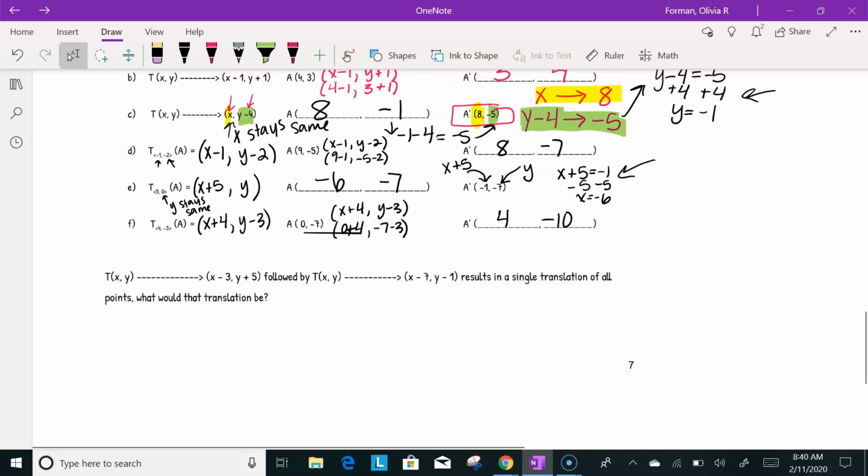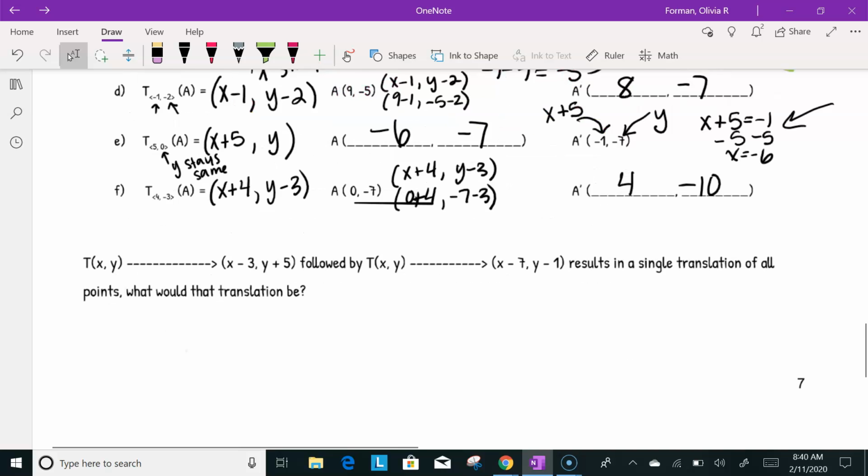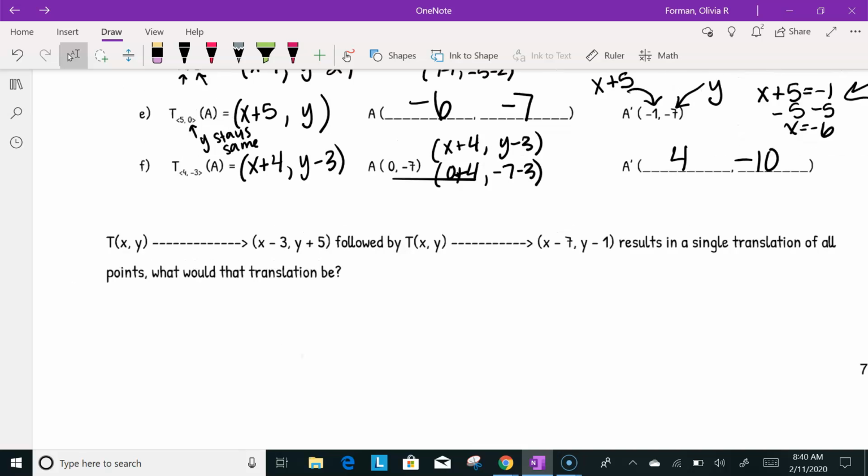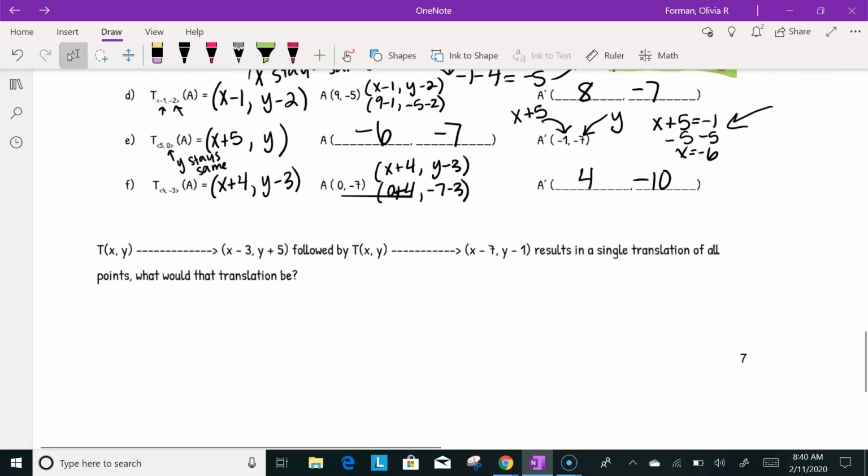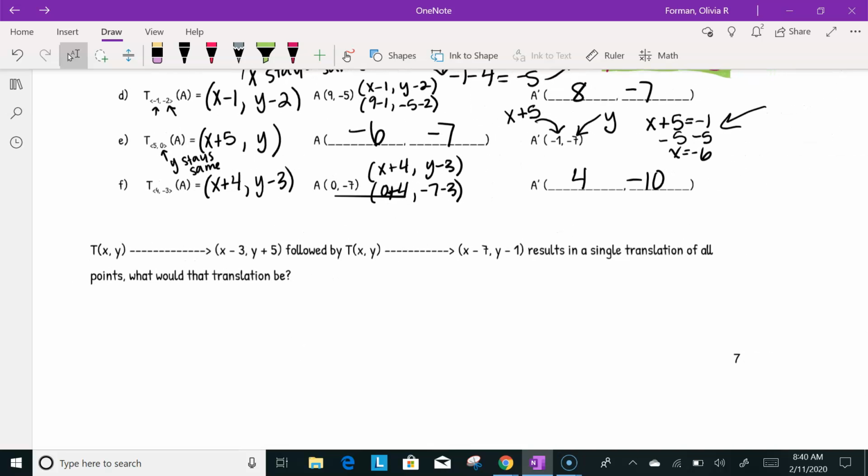Okay, so here's our last one. A translation of xy to x minus 3, y plus 5, followed by a translation of x minus 7, y minus 1, would result in a single translation of all points. What would that translation be? So basically it says if you do two translations in a row, you could rewrite it as just one translation.